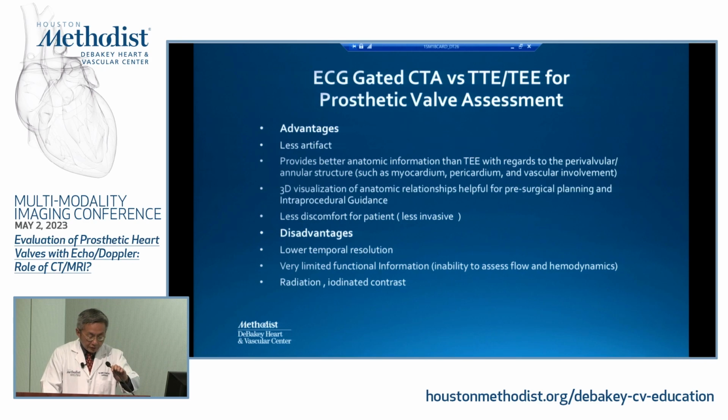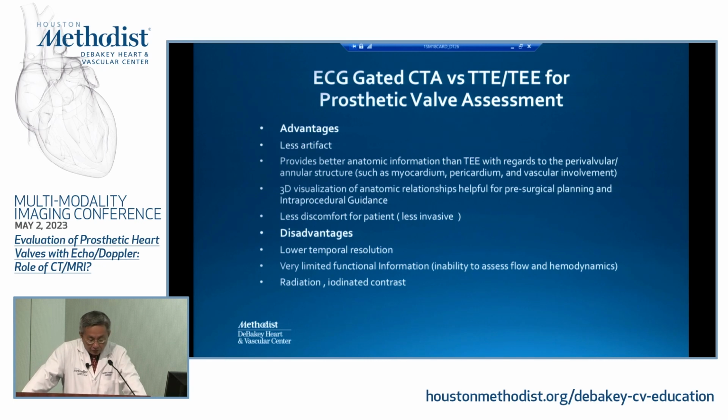So why do we want to do CT? Compared to echo, both TEE and TTE, the advantage is less artifact and better anatomical information, especially regarding the perivalvular and annular structures like myocardium, pericardium, and big vessel involvement. It also allows us to do a 3D visualization of anatomical relationships, which is very useful for procedural or surgical planning. And I would argue it's a lot less invasive and more comfortable than the TEE.